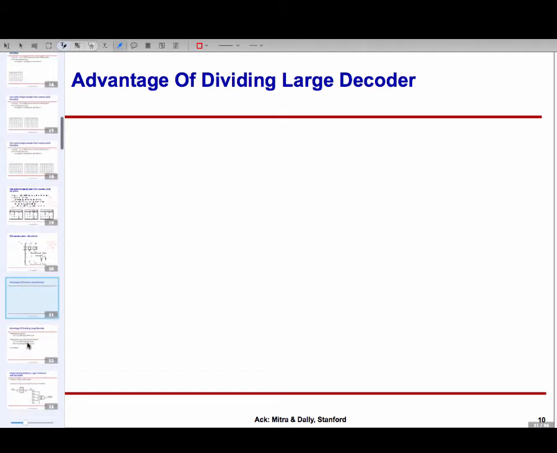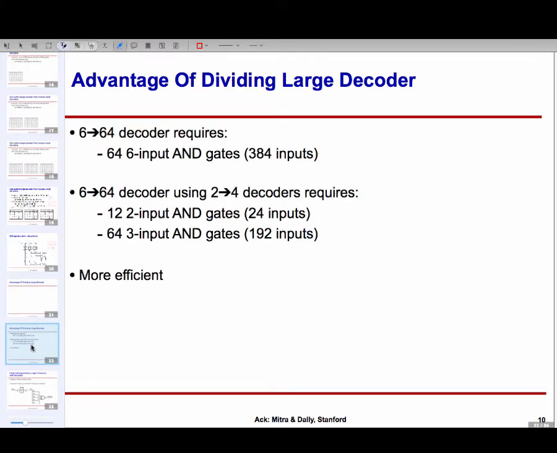And we'll practice some more about this. But let's talk about the advantages of dividing this larger decoder in terms of smaller decoders. One motivation, like I said, was that I may not have this larger decoder in my library. I may just have a supply of smaller decoders and I want to build it up. But there are also other possibilities. So let's look at how many gates may be needed.